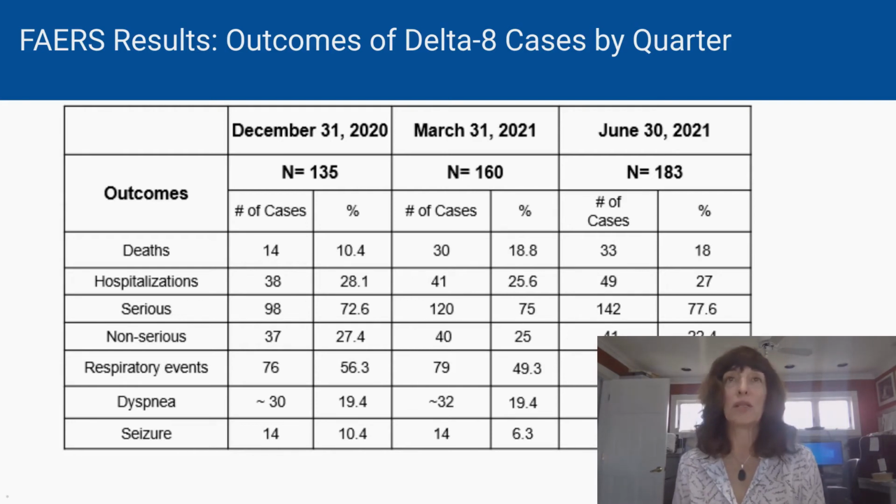Serious means the event caused a hospitalization or was life-threatening. That type of event is deemed serious. Non-serious is something that did not require any sort of major intervention, and it wasn't serious or life-threatening. And that's about 25% as well. And then respiratory events, like I had said, about 50% of the cases have respiratory events. The most common is dyspnea, followed by seizure.